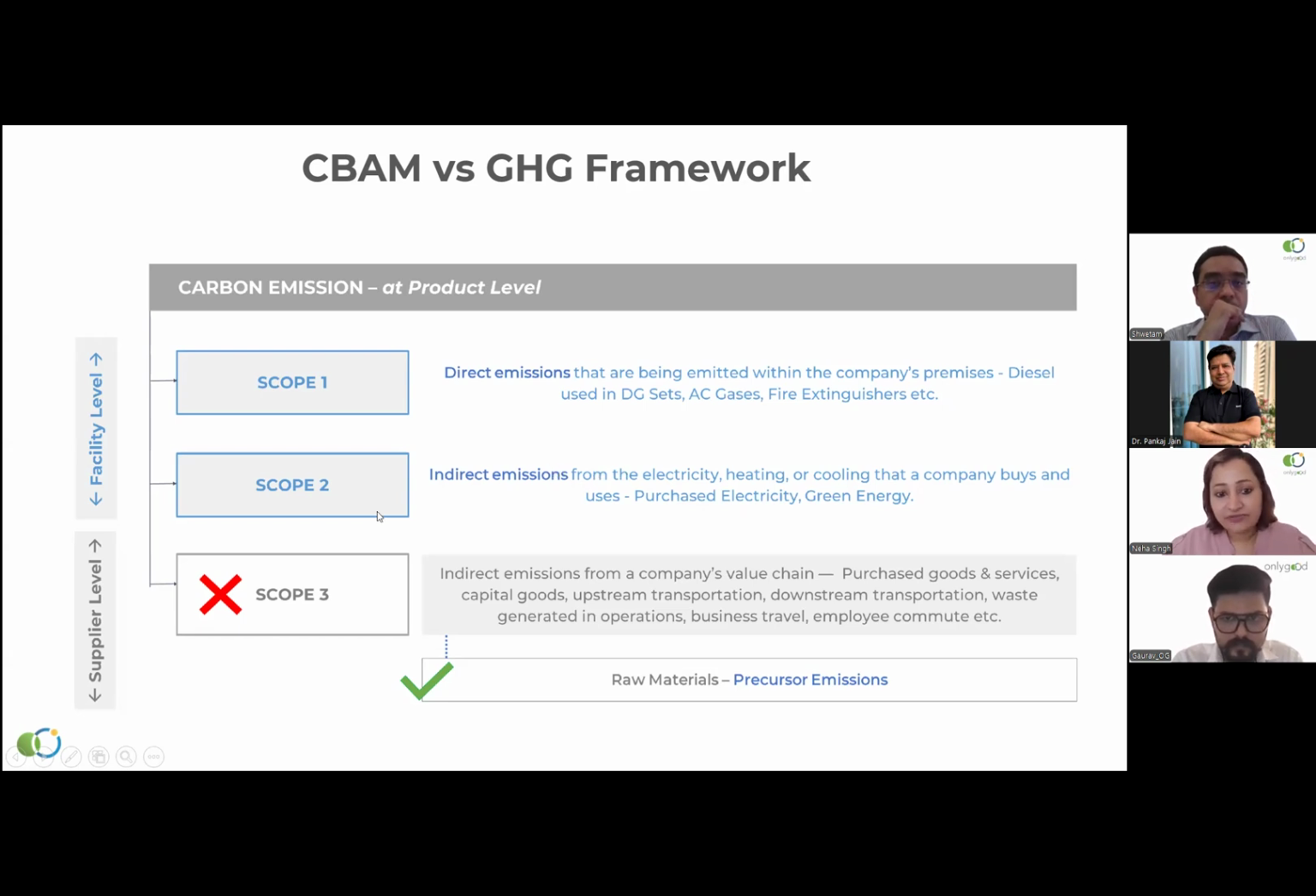Now, in the GHG framework, we also have scope 3. Scope 3 covers a huge set of emissions coming from your entire value chain, more or less not relevant for CBAM, but any specific emission coming from raw material could be part of your purchased goods in scope 3. So a very small subsection of your scope 3, specific emissions coming from key raw materials used for this product, will be part of this. These are typically called precursor emissions in the CBAM framework. Precursor emissions are nothing but your supplier level emissions coming from the key raw materials that go into this product.